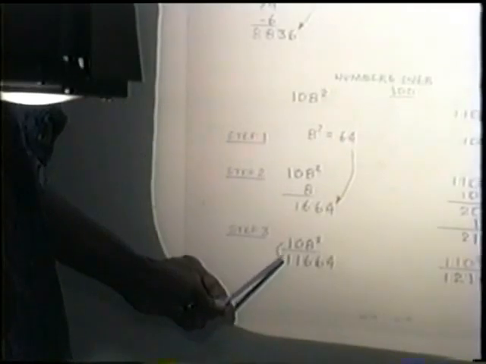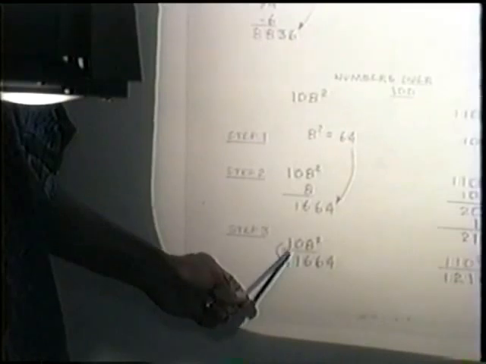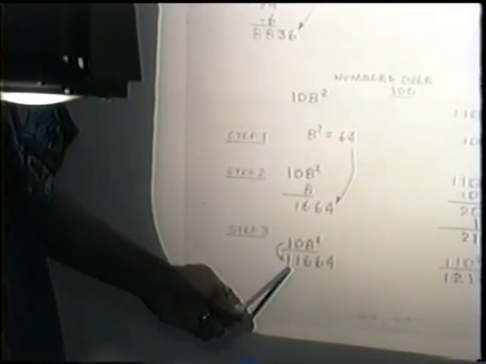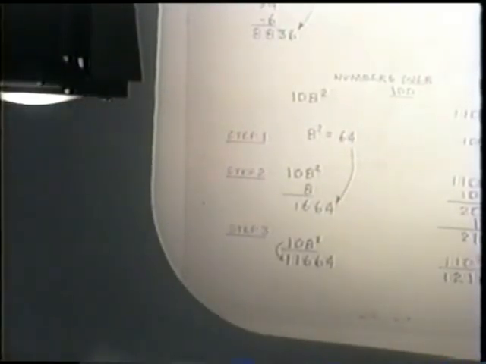Now the step 3 is, what is the square of 108? We have the 1 and we bring down the 1. And that gives us 11,664.